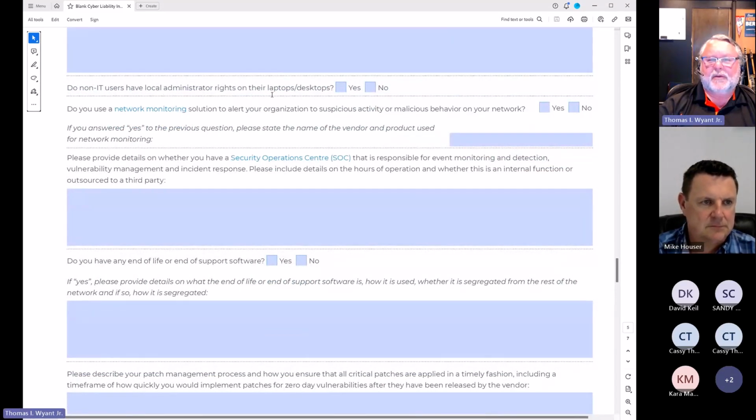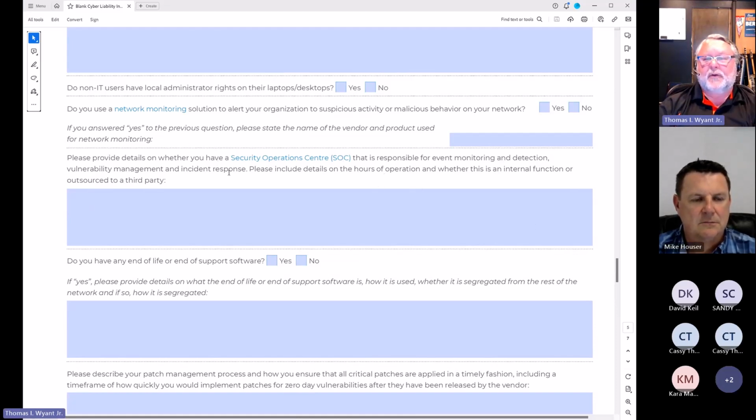Do non-IT users have local administrator rights to use a network monitoring solution? This is the first time I had seen anybody talk about a network monitoring solution in one of these applications. And the client this came from, I don't think they're huge. They're only like 6 full-time employees. So I was kind of surprised.